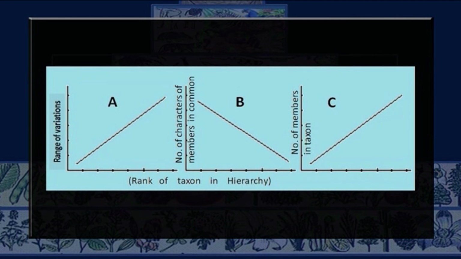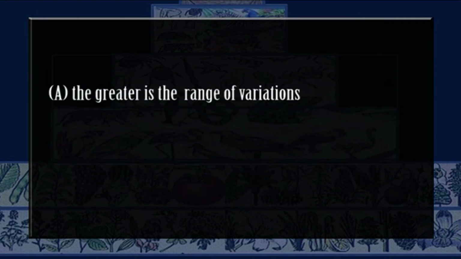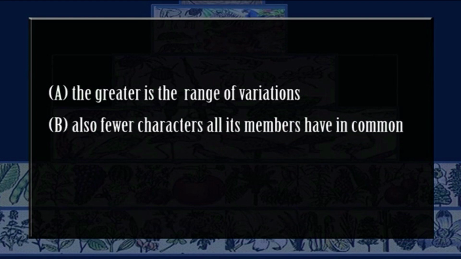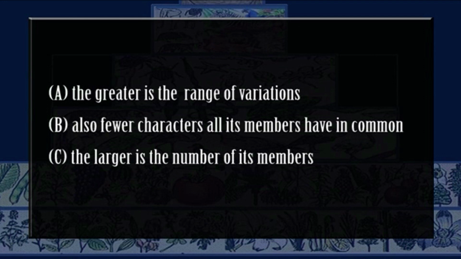The graph represents the relationships between the rank of a taxon and its range of variations, the number of common characters of its members, and the number of its members. The graph indicates that the higher the rank of a taxon, the greater is the range of variations. Also, the fewer characters all its members have in common, and the larger is the number of its members.